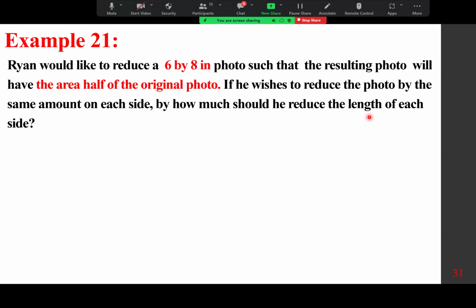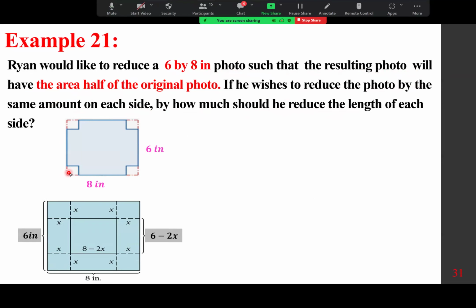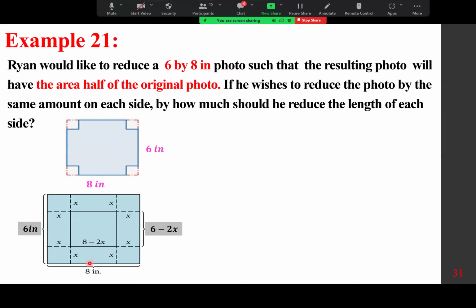Okay, let's figure it out, everybody. So we have an 8 by 6, and we're going to cut the same amount on each side. Same amount. When we do that, 8 becomes 8 minus 2x here. 6 becomes 6 minus 2x here. I hope everybody is clear. So we originally have an 8 by 6. And we're going to cut the same amount. How much we don't know. How about x?